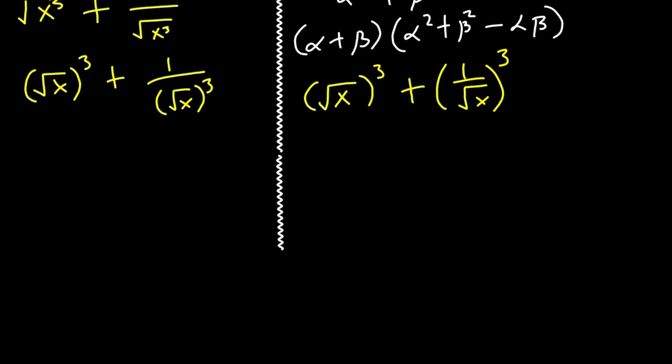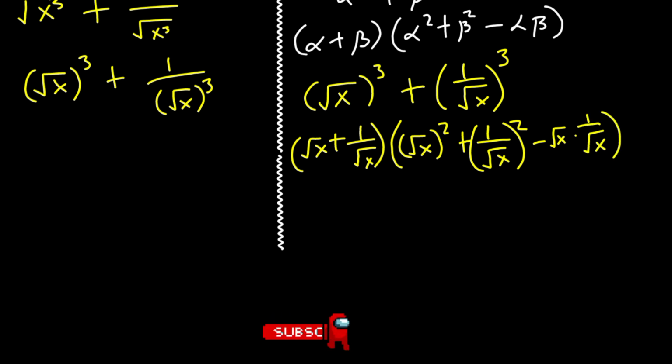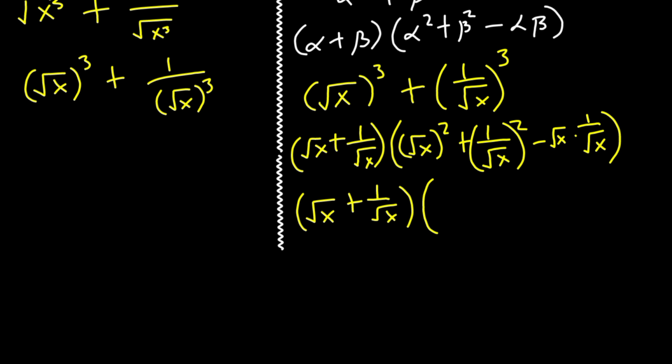So then factorizing this, we'll get root x plus 1 over root x, all squared plus 1 over this also all squared, then minus root x times 1 over root x. So now moving further, we have root x plus 1 over root x, and then multiplied by root x squared gives us x plus 1 over root x squared gives us 1 over x, then minus root x cancels root x, and then we have minus 1.